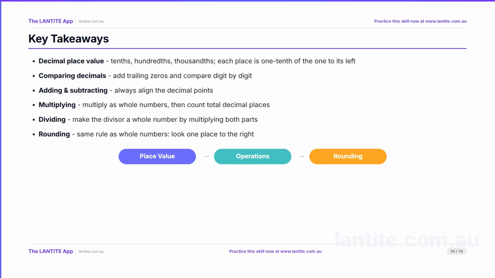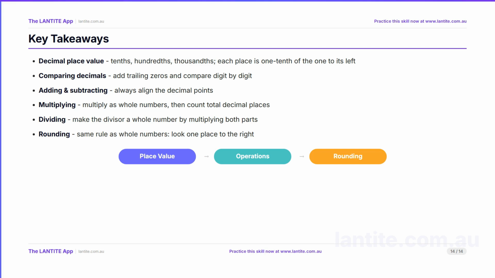Let's recap the key ideas. Decimal place value extends our number system to the right of the decimal point: tenths, hundredths, thousandths, with each place worth 1/10 of the one to its left. To compare decimals, add trailing zeros and compare digit by digit. For adding and subtracting, always line up the decimal points.